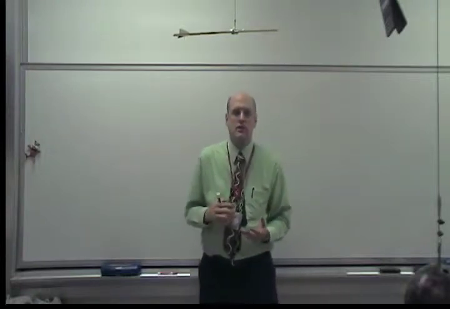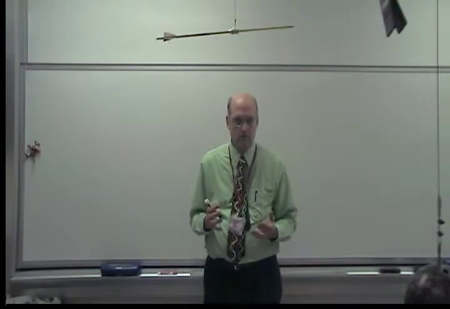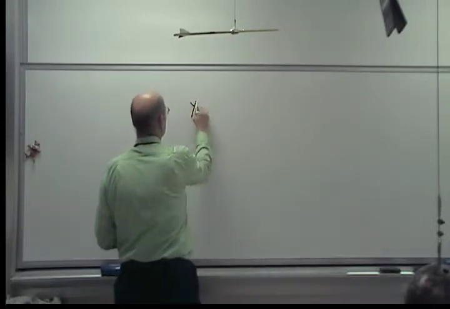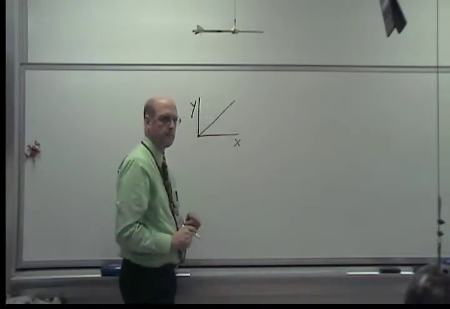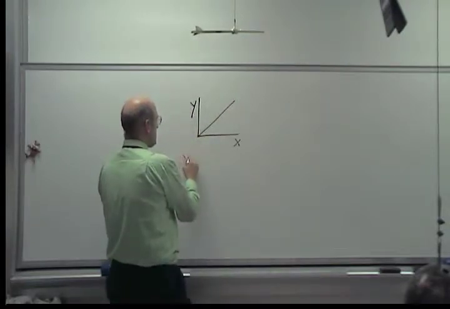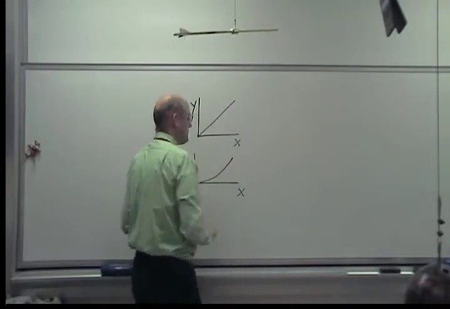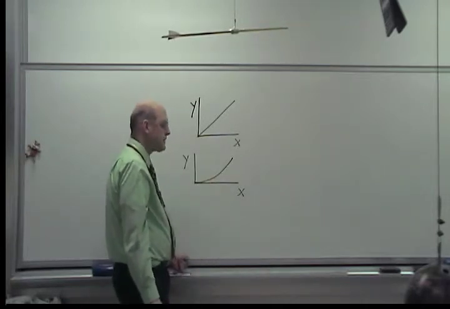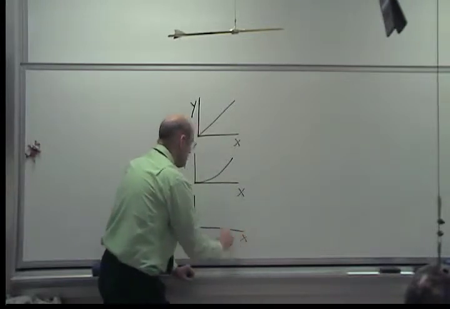In this course, we work with three possible graph shapes. They are linear, parabolic, and hyperbolic. If we have linear, it looks like that. If we have parabolic, it looks like that. This is a parabolic curve. And last but not least, if it's hyperbolic, that shape, it looks like that.